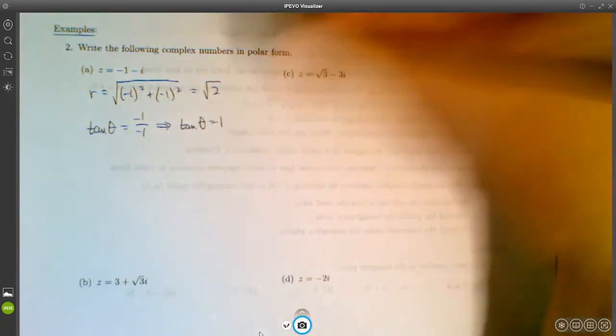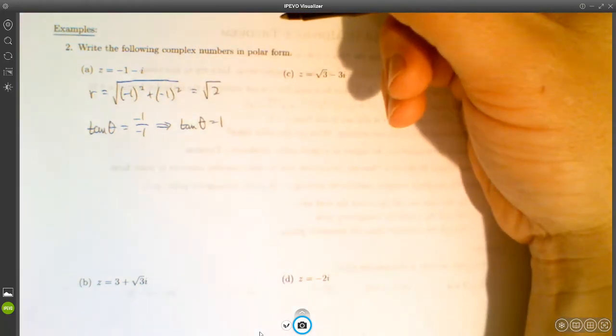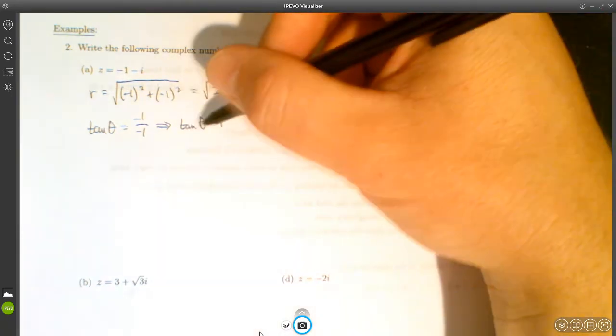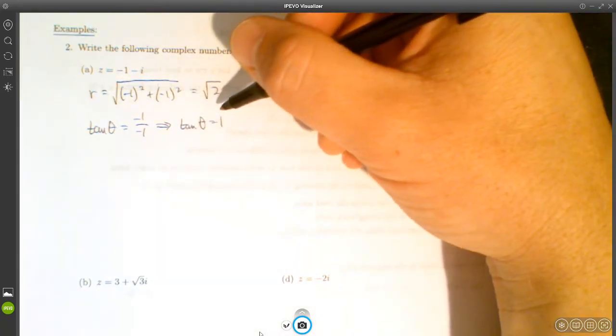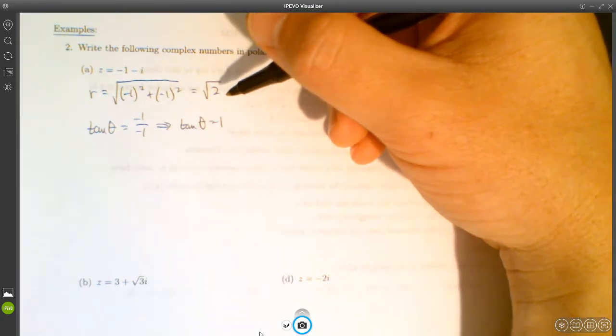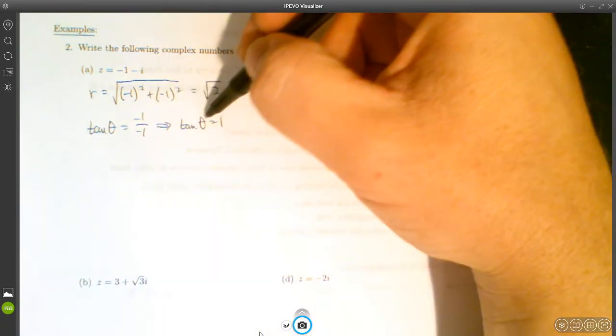Okay? Now before you say, okay, so then theta is tangent inverse of 1, and tangent inverse of 1 is 45 degrees, right? So if you say theta is tangent inverse of 1, you're going to get 45 degrees. Or we should really use radians. So we should say theta equals pi over 4. Except that that's not going to be correct.